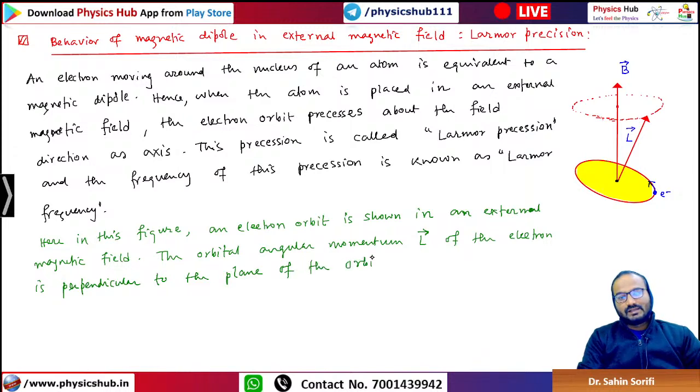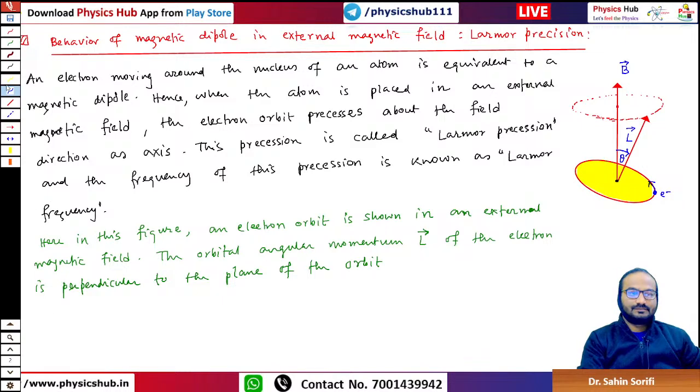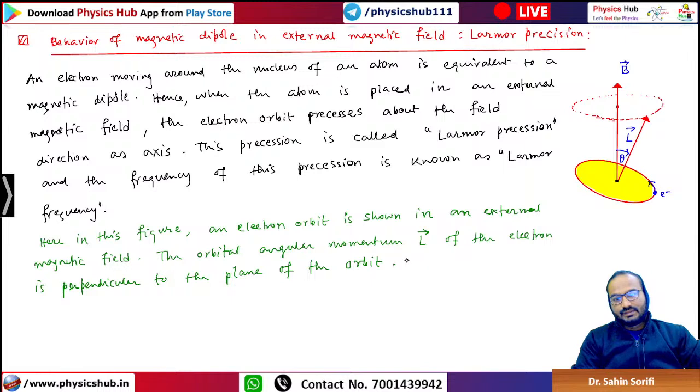And let us say this angular momentum is making an angle of theta with the magnetic field direction. So, this angle is theta, let us say. Let theta be the angle between L and B.